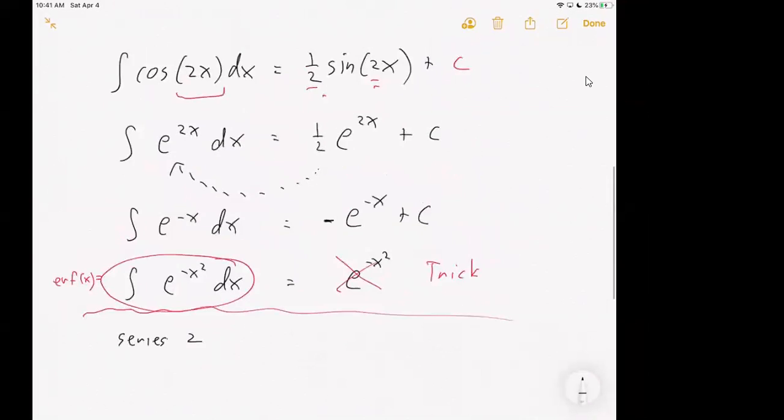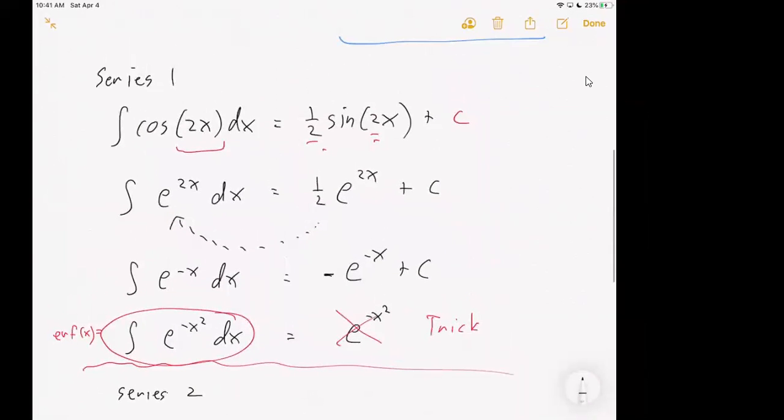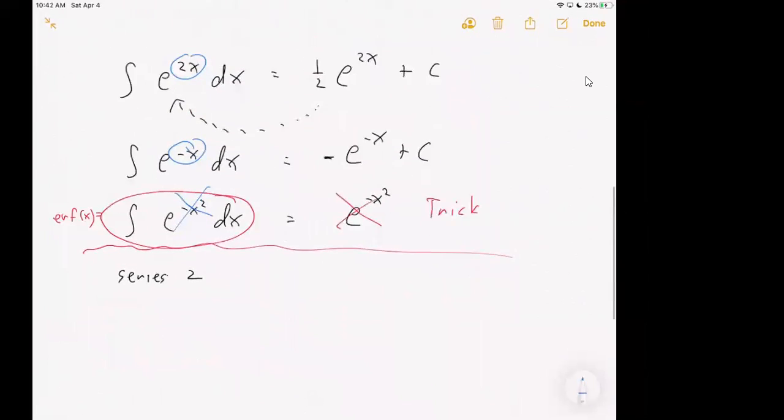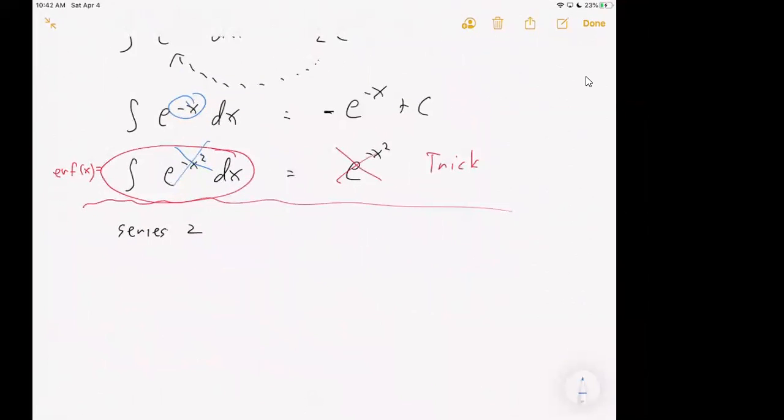Okay. So let's move on to another series. In series 1, we simply had a proportionality in here. 2x, 2x, negative x. This was not a proportionality, so it didn't work. In series 2, we're going to go from proportionality to linear, right? So if the inner function is linear, the same thing works.